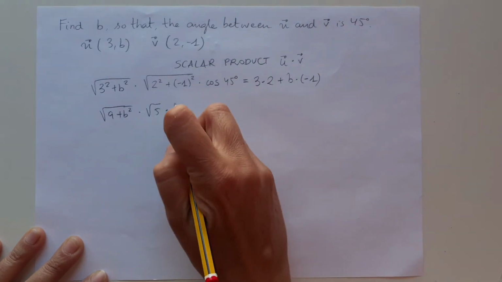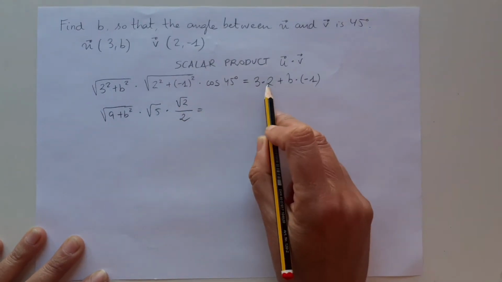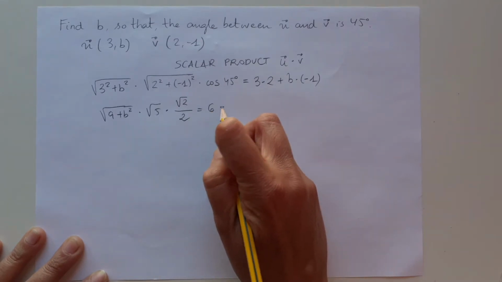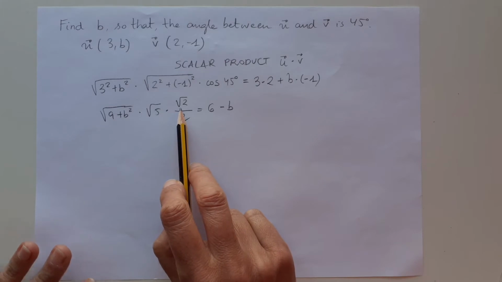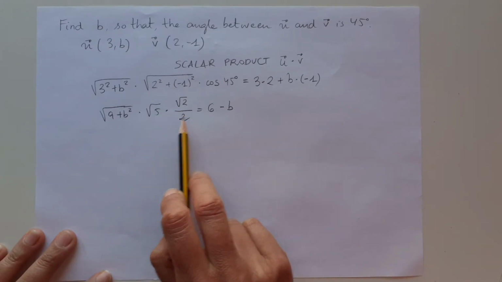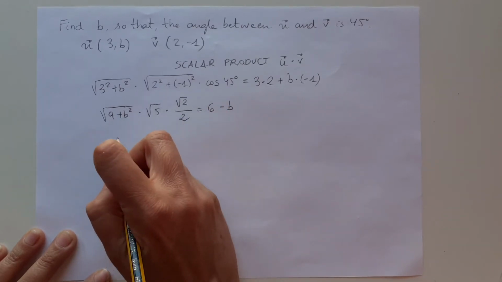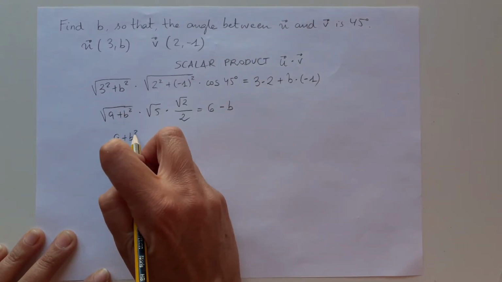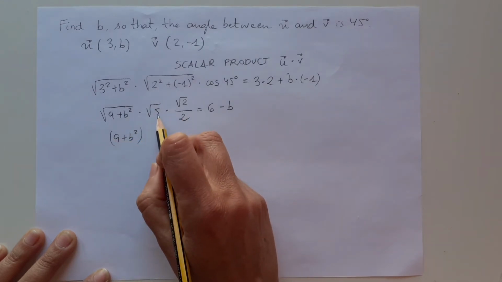And we know that cosine of 45 equals square root of 2 over 2. And this equals 6 minus b. To get rid of the roots, we need to square the whole equation. So we square this side and we square this side. And we would obtain 9 plus b squared. Everything is multiplying, so that's why we can do this.